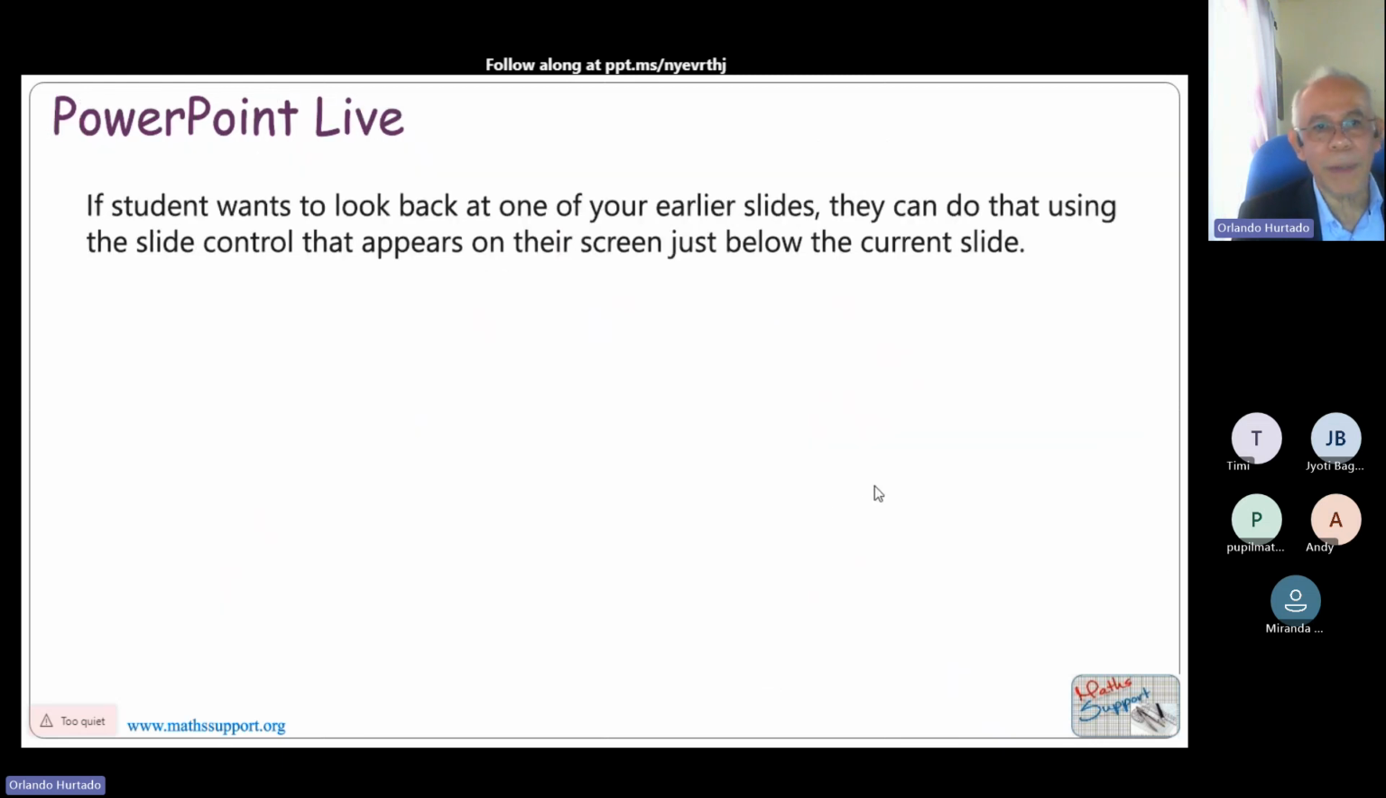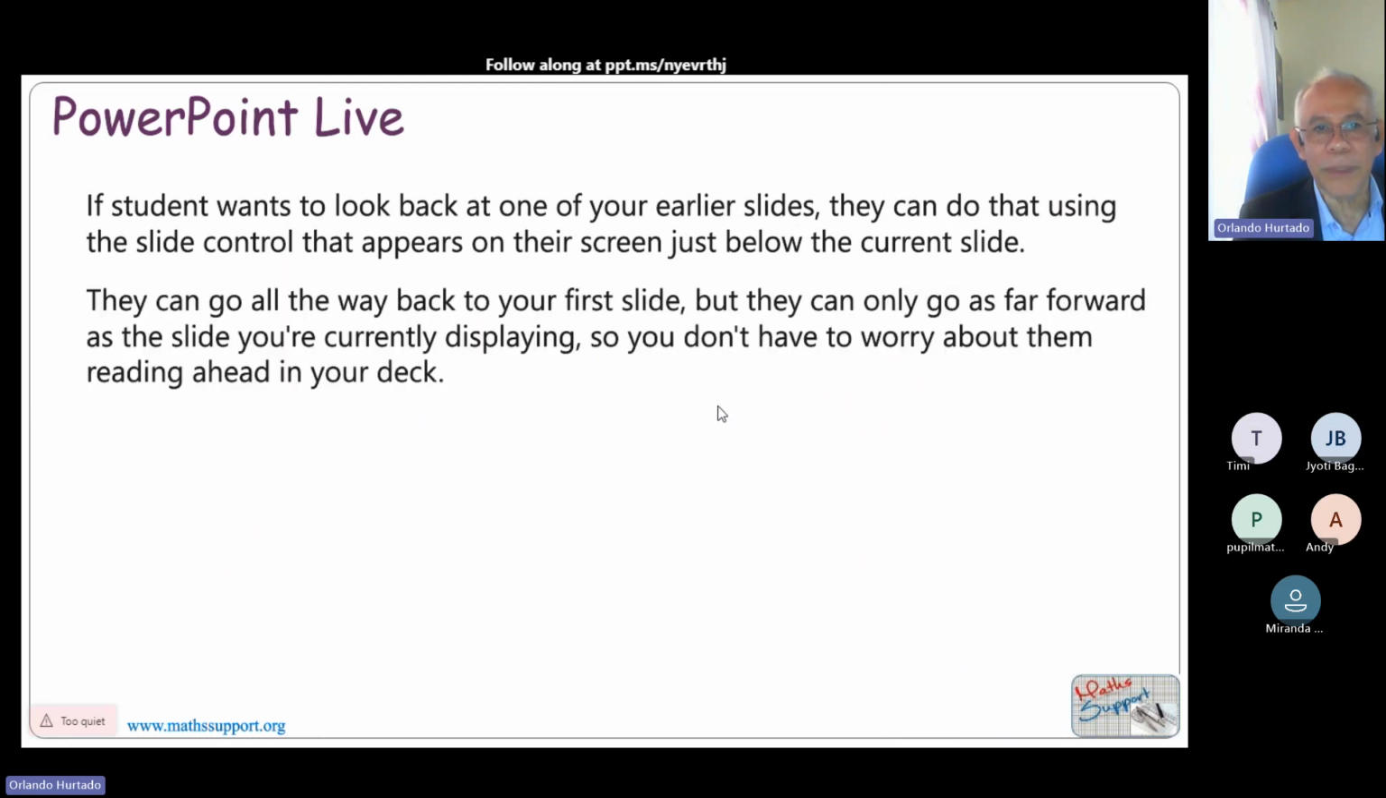If a student wants to look back at any of the earlier slides, they can do that using the slide control that appears on the screen just below the current slide. They can go all the way back to the first slide, but they can only go as far forward as the slide you are currently displaying. So you do not need to worry about them reading ahead in your deck.